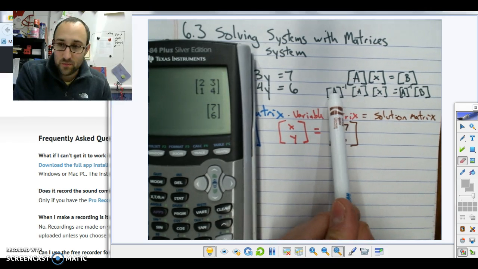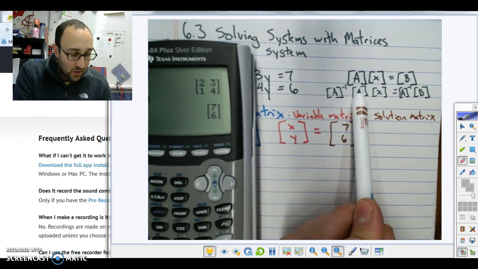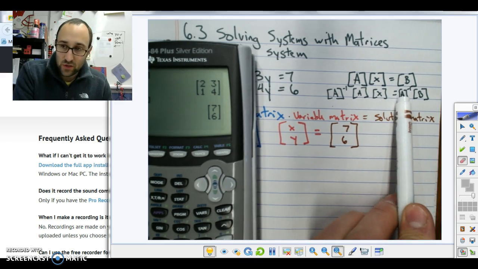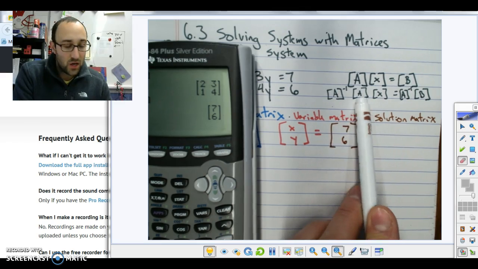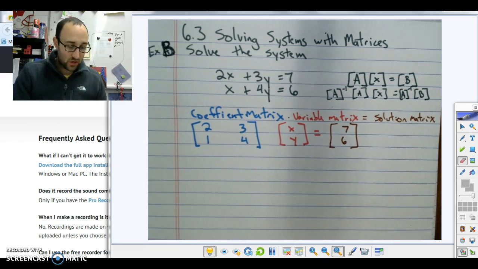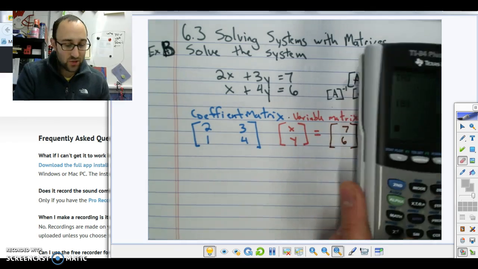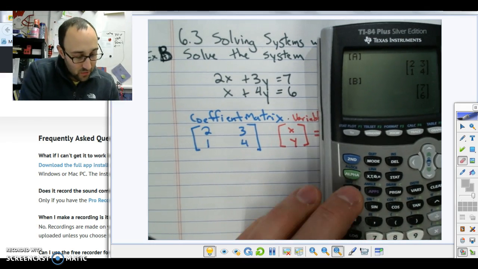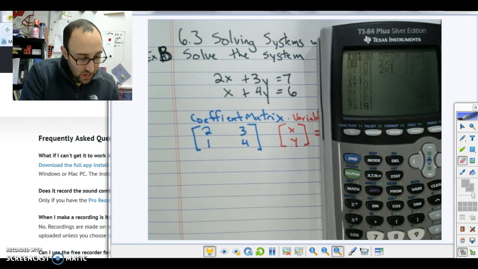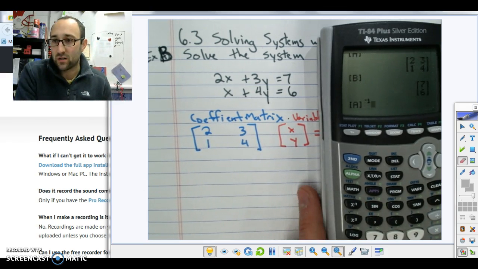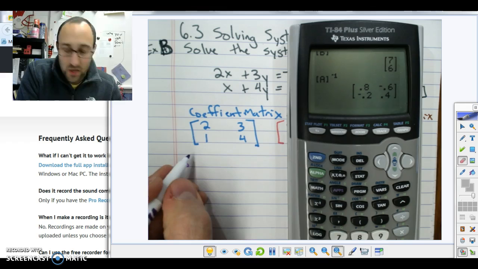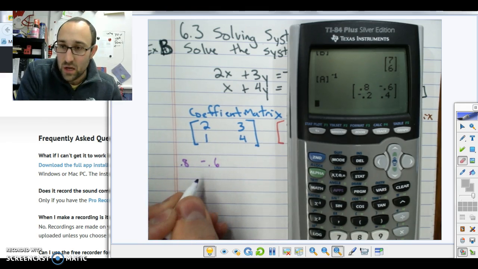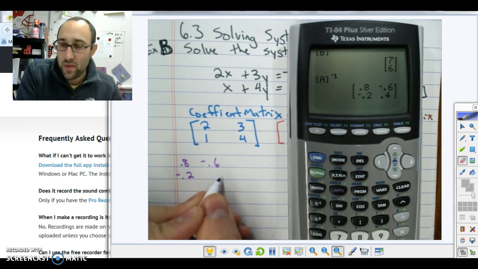What I want to do is find the inverse matrix and multiply it by A times X, equals the inverse matrix of A times B. Now what happens if I do the inverse matrix of A times A? You end up with the identity matrix. I will write it all out, because you might need some extra help with that. I'm going to take A, hit the inverse button right here, and the inverse of A is right there. So it's 0.8, negative 0.6, negative 0.2, and 0.4.